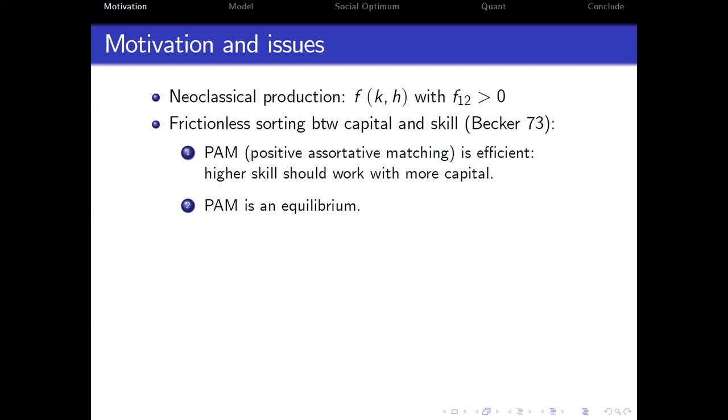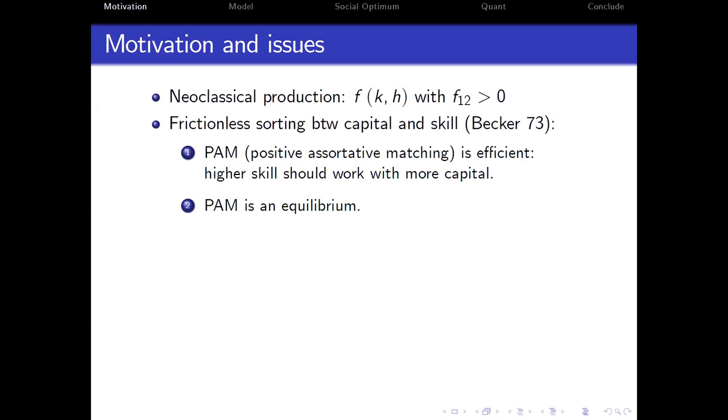One is that PAM, positive assortative matching, is socially efficient. Which means in this specific context, high skills should be working with more capital. The second result is that PAM is also an equilibrium, because if you allow market prices to function, then positive assortative matching would basically outbid negative sorting in many ways. So it will end up being an equilibrium. These are really nice results, and that's probably why Becker's papers are so popular.